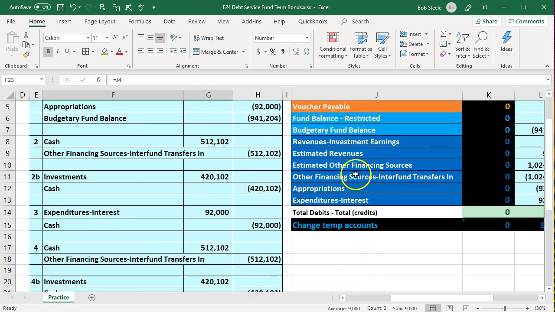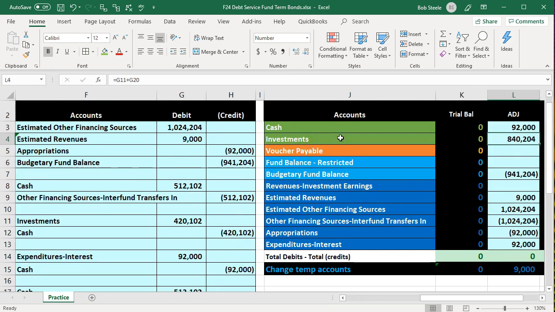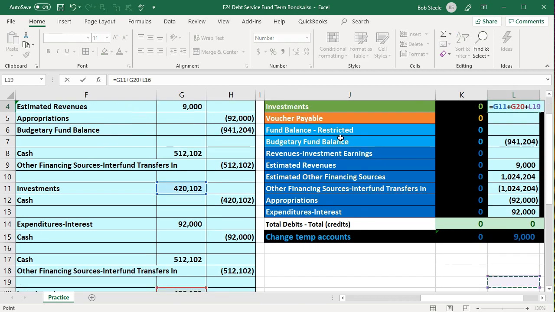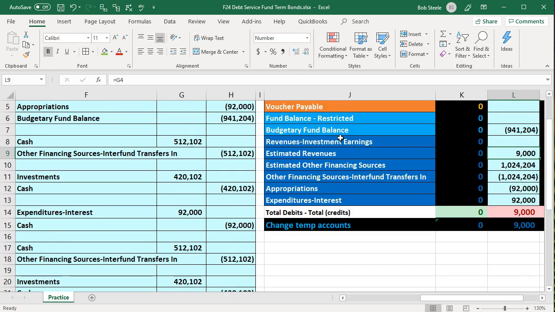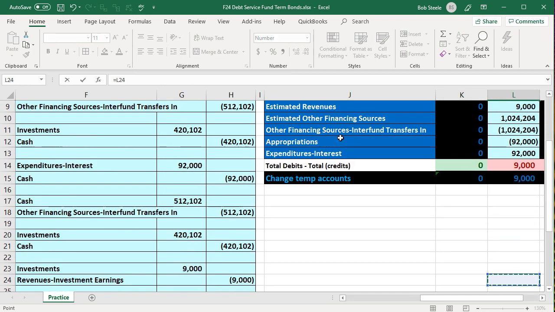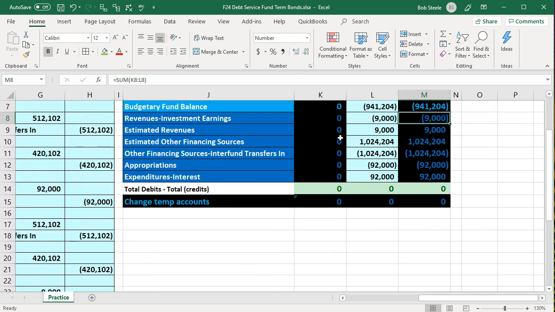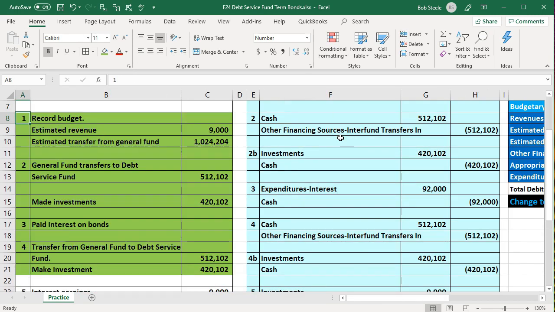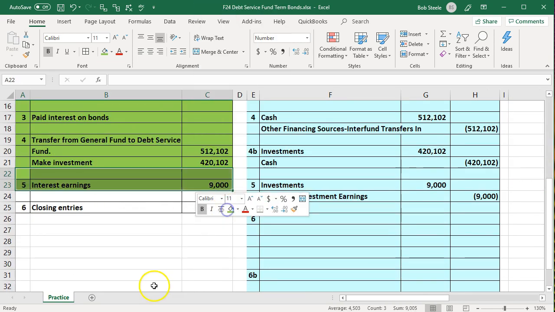So let's scroll back up. And investments are going to be increasing $9,000. I'm going to say F2 plus F2. Scrolling back down, investments went up by $9,000. And the other side, we're going to put to revenue. So we're in L8. This equals, and that's going to be increasing on the credit side. So revenue goes up. All right, let's see what else we have. We're going to say the next item is number 6, and we're going to close this thing out. We're going to close everything out now.